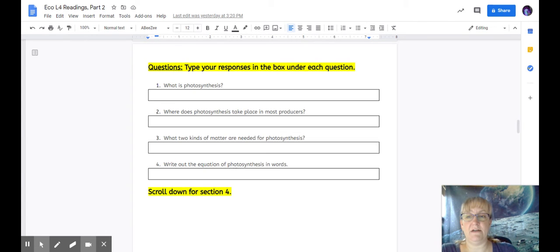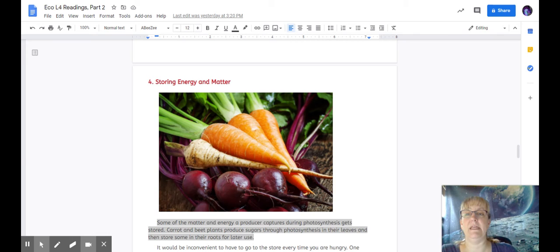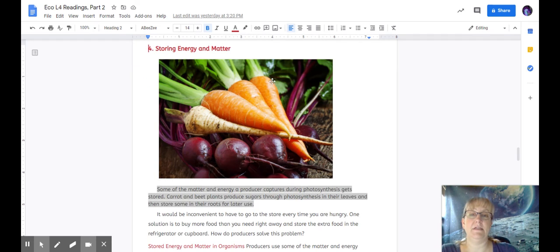You have some questions down here, 1 through 4, and I'm going to continue on reading. So here is our spot, storing energy and matter. You'll recognize some root vegetables here. We have some carrots, we have a parsnip, and we have some beets.